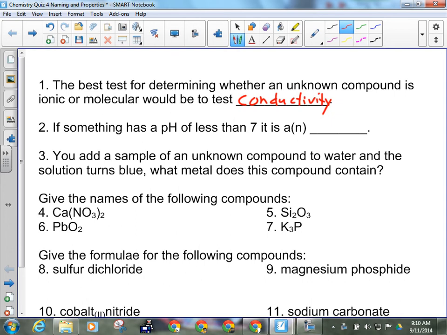Okay, number 2, if something has a pH of less than 7, it is A or N, because the two answers would require different, what is that? I don't know, some English term, pronoun or something. What is it? Acid.